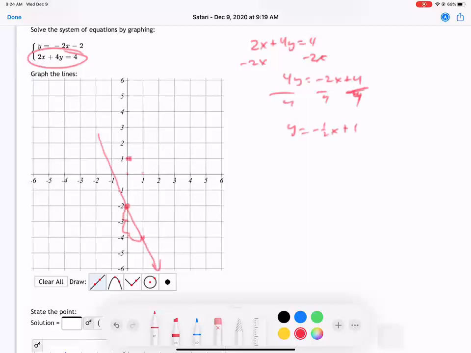-1/2, rise is -1 and run is 2. And then we're probably going to run into each other right here. My line was a little bit off. Up, up, yep, that's it. So it's (-2, 2).